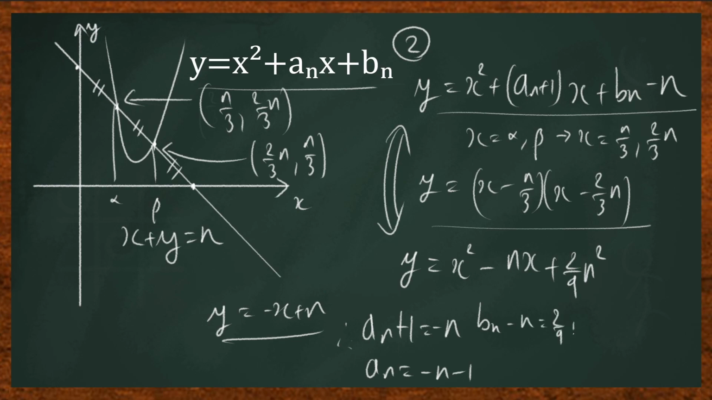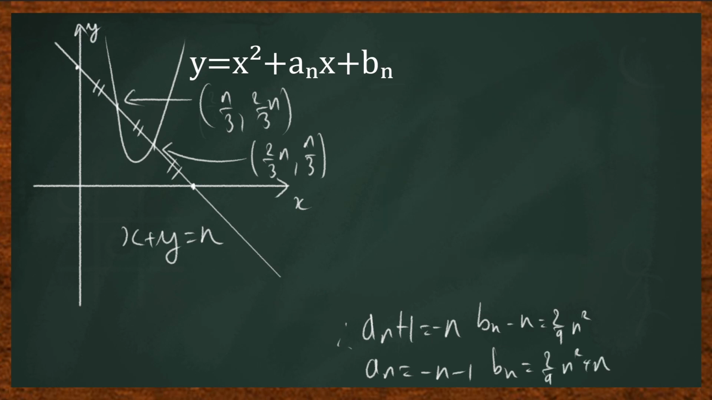bn minus n is equal to 2n squared out of 9. So bn is equal to 2n squared out of 9 plus n.